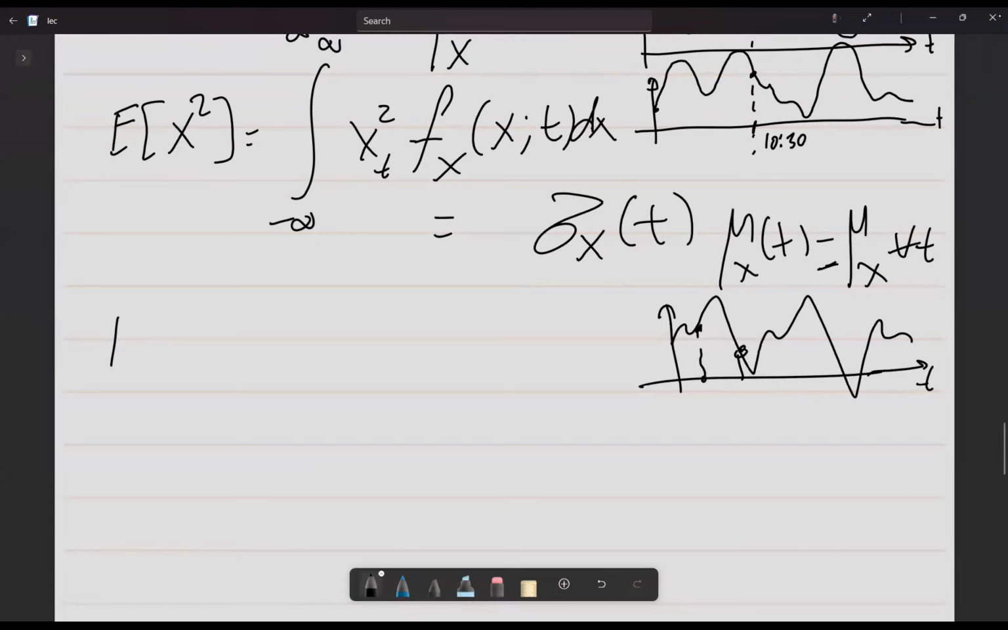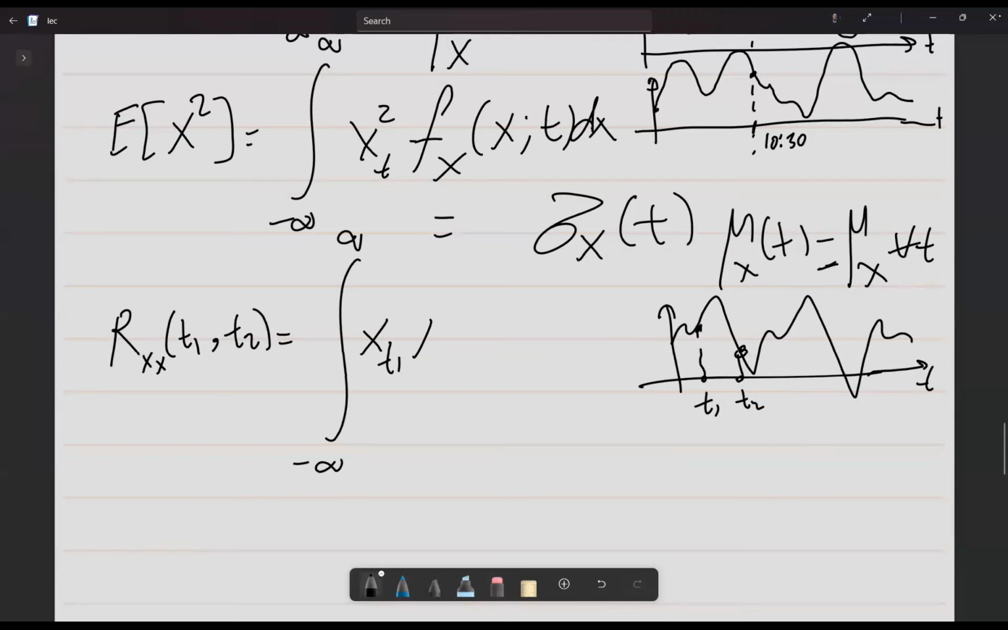At two different times, what is the correlation of this signal within the same signal? This is called autocorrelation, and the autocorrelation is given like r xx, but it will be at two times t1 and t2, between two times of the same signal. So this will be the integration from minus infinity up to infinity, x at t1 times x at t2. Then we have the joint distribution between x at t1 and x at t2.